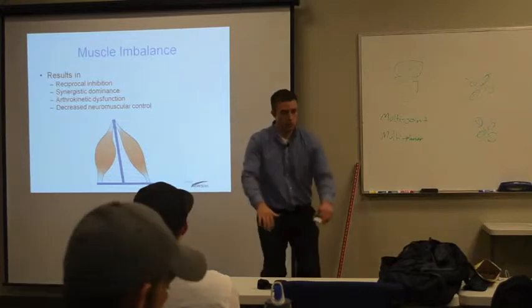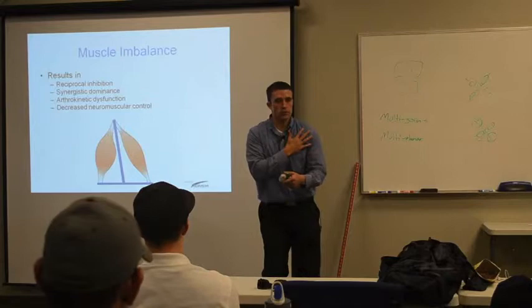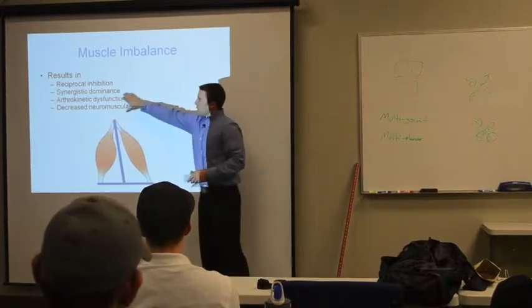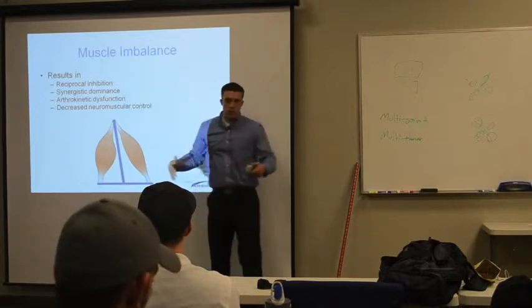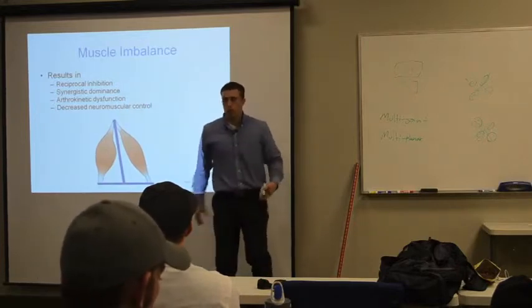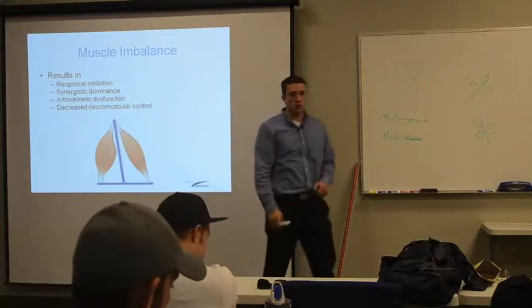So if I'm doing this position, these guys are flexed, right? So who's going to be inhibited or shut off? The antagonist, or the opposite. Okay, so we understand how that can happen, right? We're in this position, these guys are flexed, these guys are flexed, these guys are inhibited. Then we move our way down. What does synergistic dominance mean?